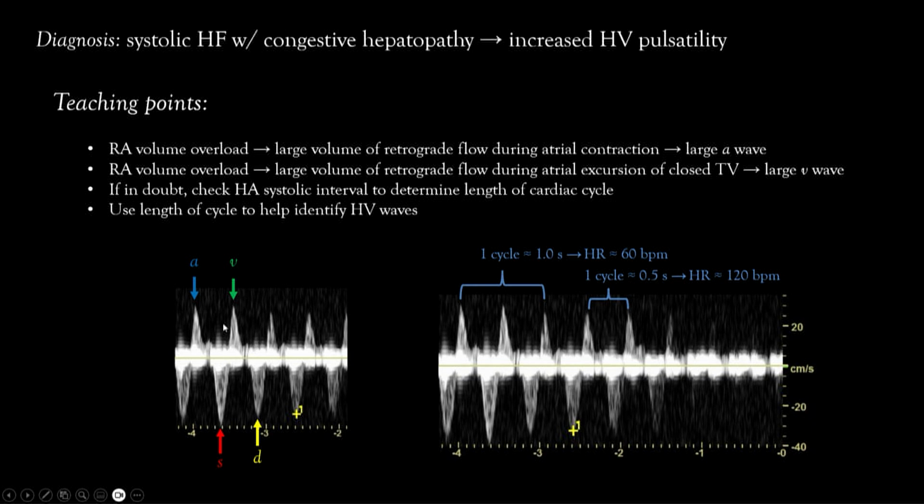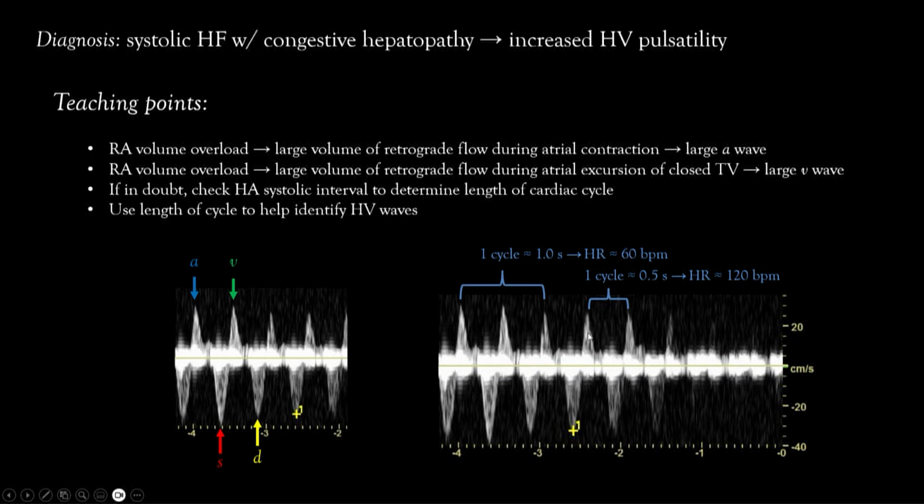Now, if you're ever in doubt as to whether this is one cardiac cycle from here to here, or from here to here, just know that you always have timestamps going along with these waves. So, if this were one cardiac cycle, consisting of 4 peaks, that's about 1 second on this timestamp. That would indicate that the patient's heart rate is around 60 beats per minute.